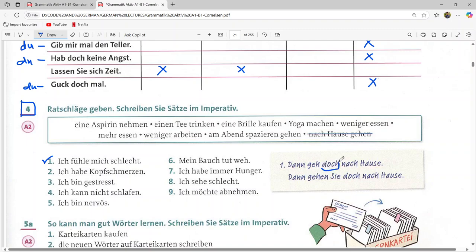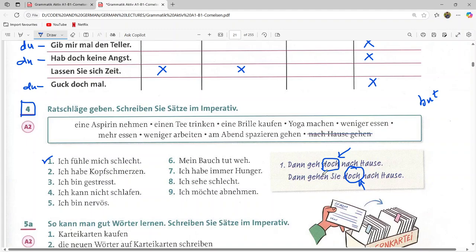Okay, this doch is adding a flavor to the sentence. The usual meaning is different, but in this case it's just adding something to the sentence, so it sounds good. Okay, if I use dann geh nach Hause, it sounds quite rude.